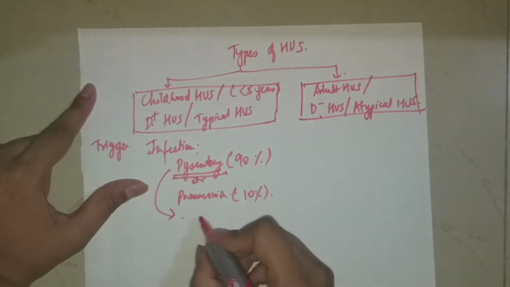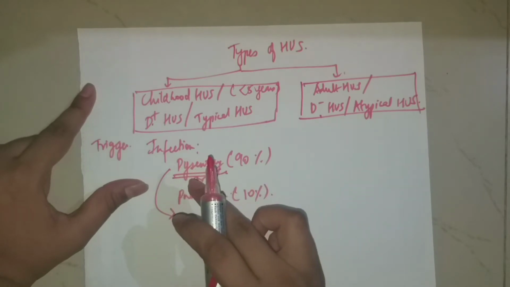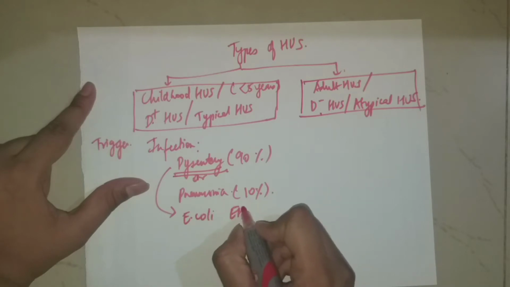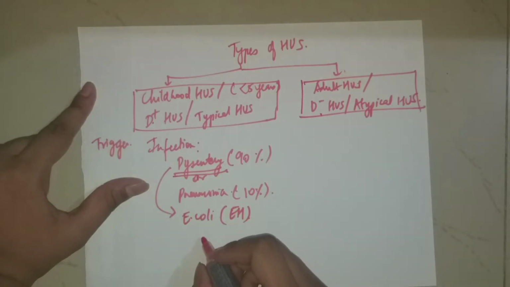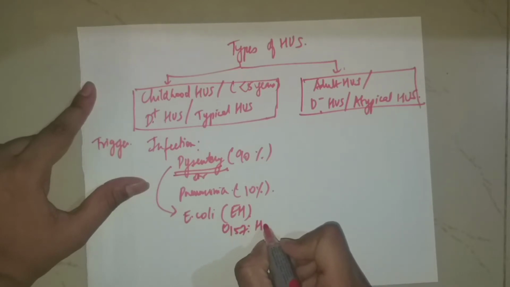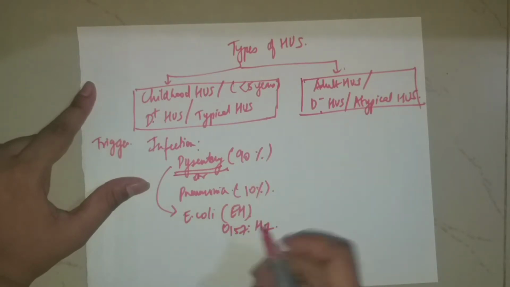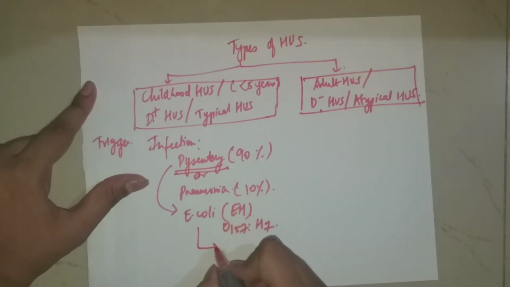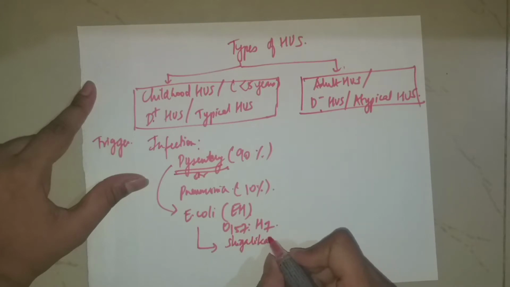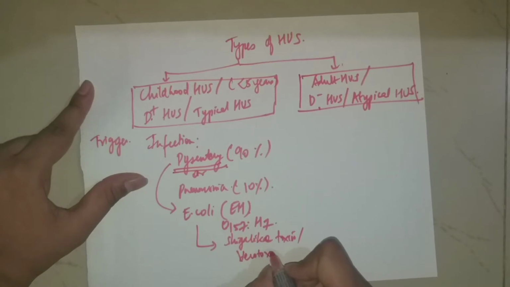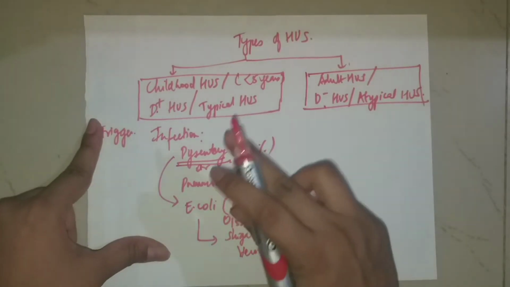In dysentery, the most common organism causing dysentery is E. coli, enterohemorrhagic E. coli, the strain O157H7. So this enterohemorrhagic E. coli releases this toxin called Shiga-like toxin or verotoxin, which triggers this endothelial injury.